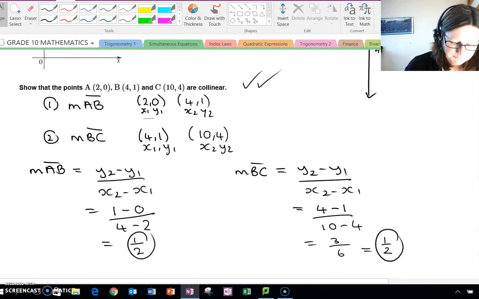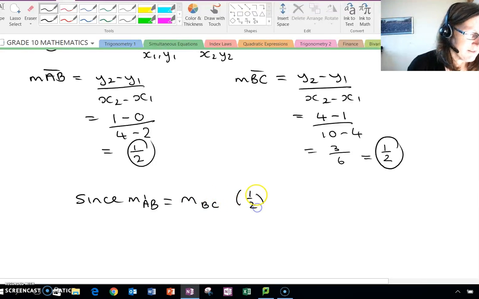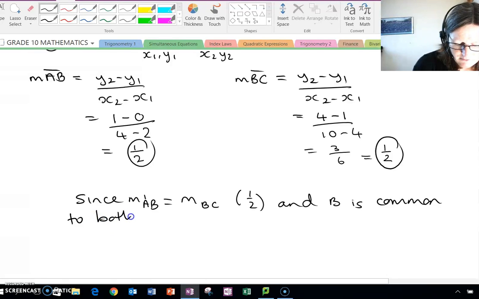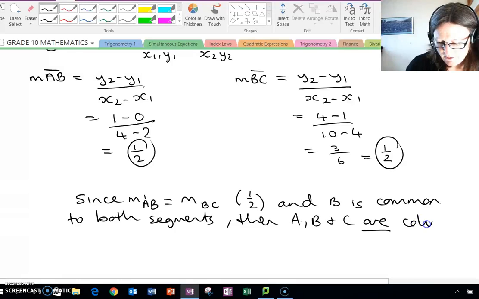So we would write, since the gradient of A to B is equal to the gradient of B to C, which is a half, but that doesn't matter. The fact is that the gradients are the same, and B is common to both segments. Then A, B and C are collinear.